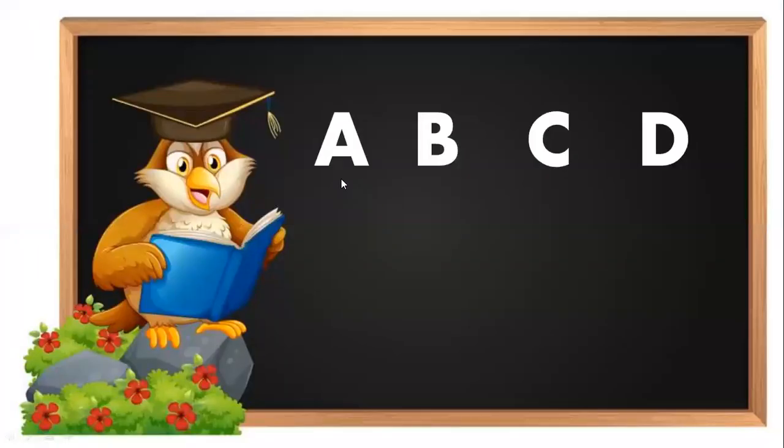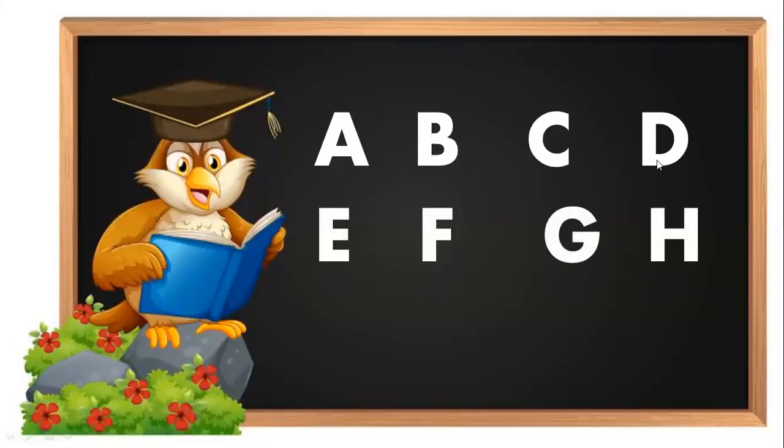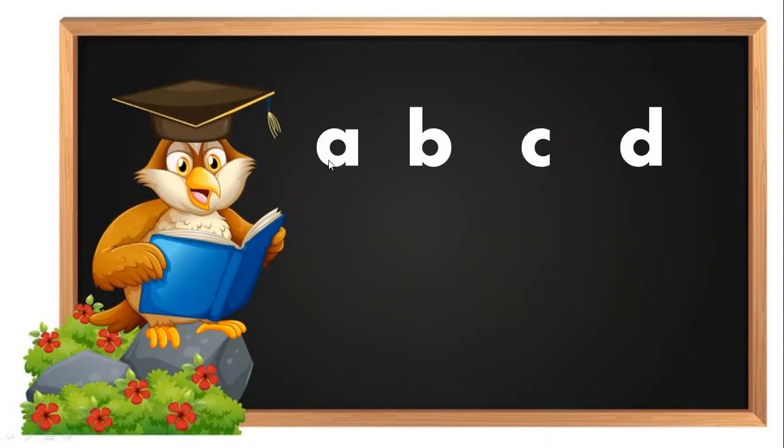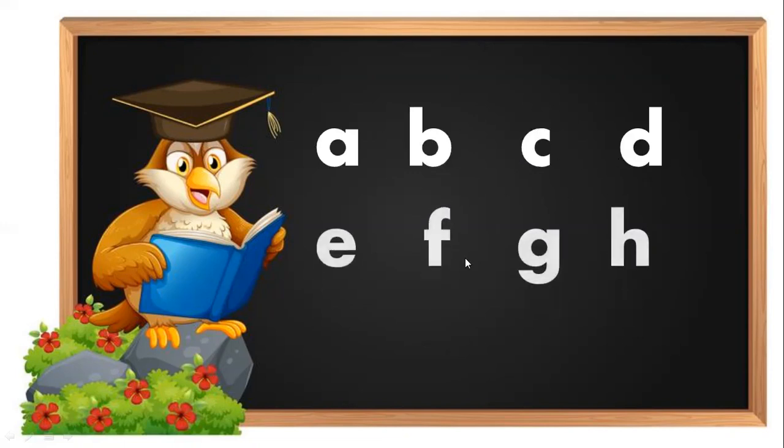Now read with me again. A. B. C. D. E. F. G. H. I. Okay. Now with a small a, the sound is the same, the pronunciation is the same, just its writing formation is different. So how will you write a small letter? a, b, c, d, e, f, g, h, i. Okay.